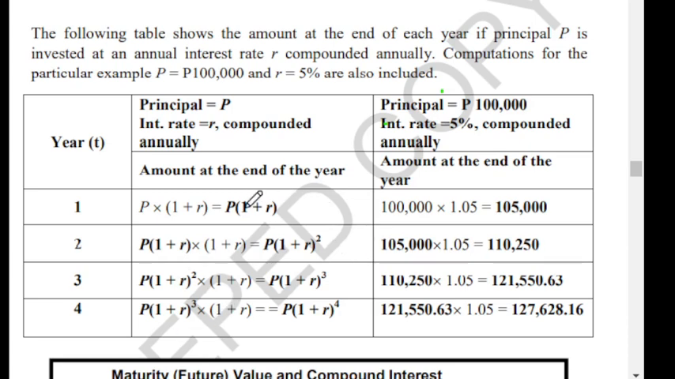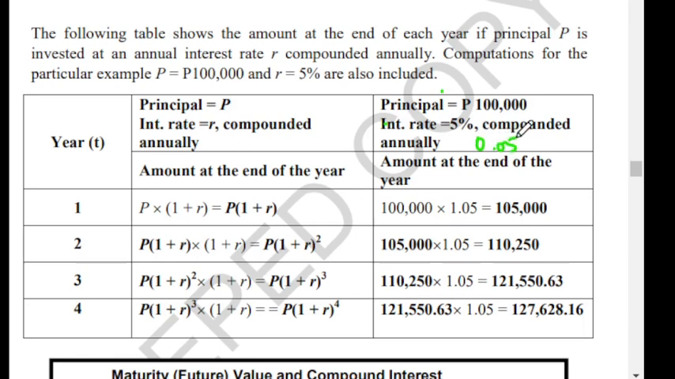Okay, so therefore the formula would be P times quantity 1 plus R. So in here, after 1 year, 5% could be converted to 0.05. So plus 1. Therefore 1 plus 0.05 is equal to 1.05. So 1.05 times 100,000 equals 105,000.